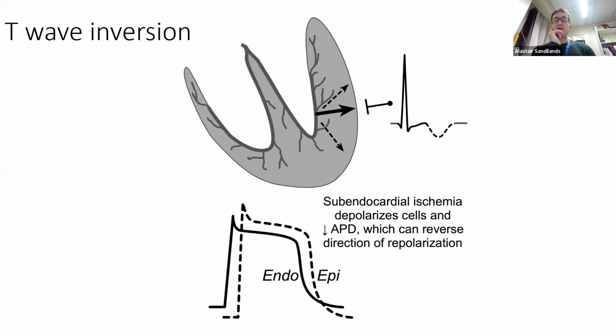What happens now with T-wave inversion? Again, this is just something that you don't need to know or will be tested on, but just to try and understand why. You've got to think about the slightly opposite effect from the QRS.